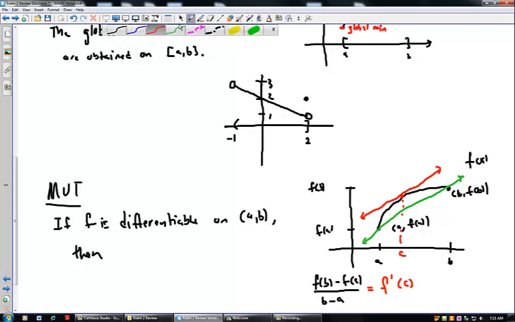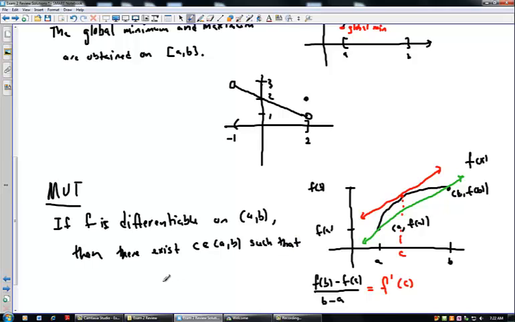And so over here, we can finish off the statement of the mean value theorem. If f is differentiable on the open interval ab, then there exists a c inside that interval ab such that f of b minus f of a divided by b minus a is equal to f prime of c.